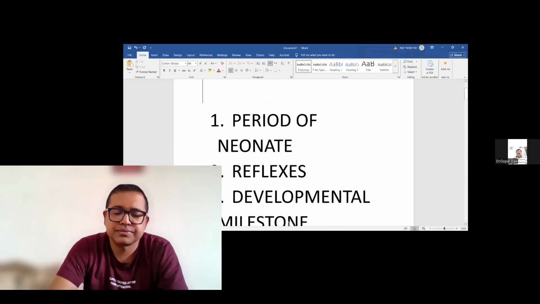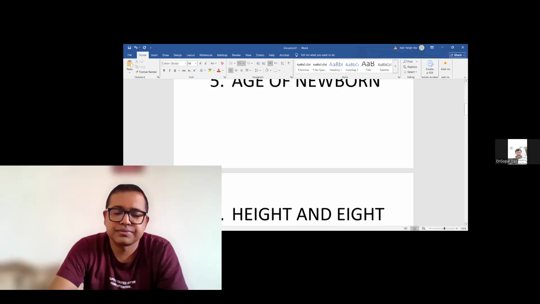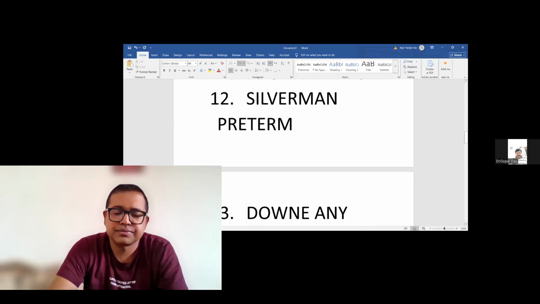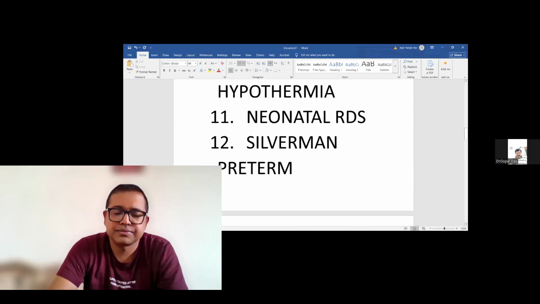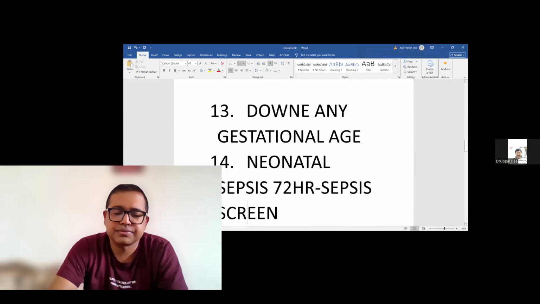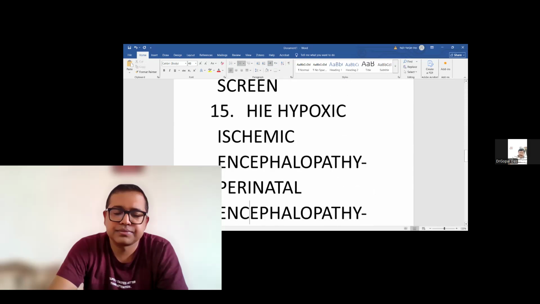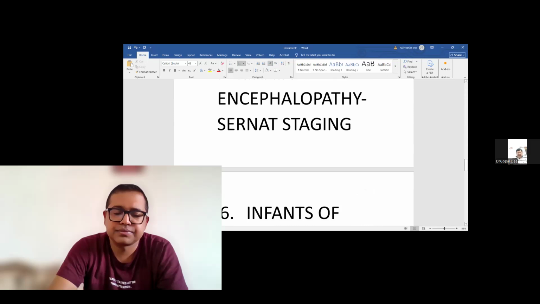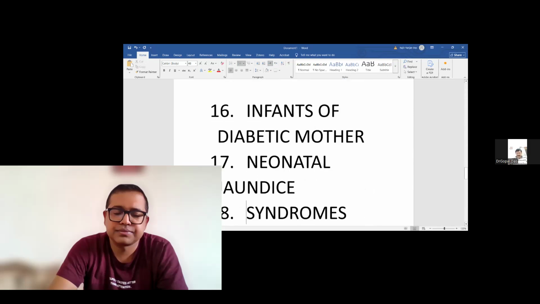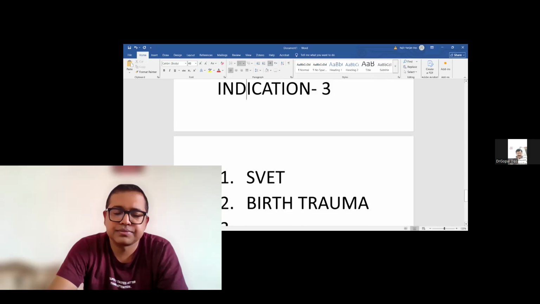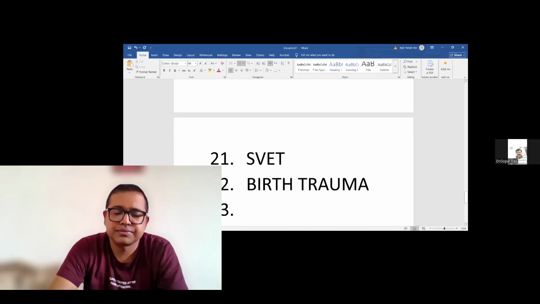So we have discussed all the topics for today: the periods of neonates, the reflexes, developmental milestones, APGAR score, age of newborn, height and weight of baby, then craniosynostosis, instruments, the prevention of hypothermia, then neonatal RDS, the respiratory distress syndrome, different types of parameters to determine the age, neonatal sepsis, the sepsis screen, hypoxic ischemic encephalopathy, the perinatal encephalopathy, Thompson staging, infants of diabetic mother, neonatal jaundice, all the syndromes, the Gilbert and all, treatment of hyperbilirubinemia, phototherapy, single volume exchange transfusion, double volume exchange transfusion, birth trauma. So overall, we have discussed all about neonatology.